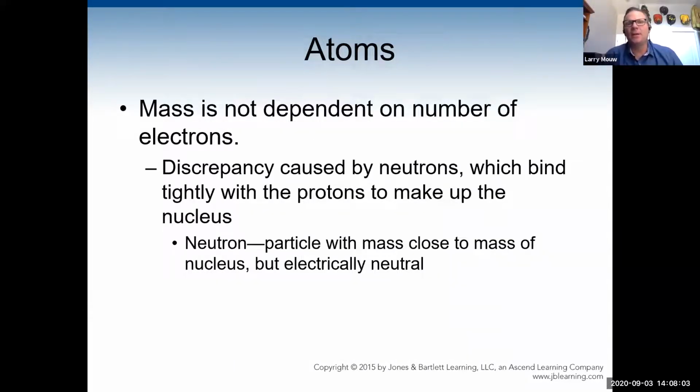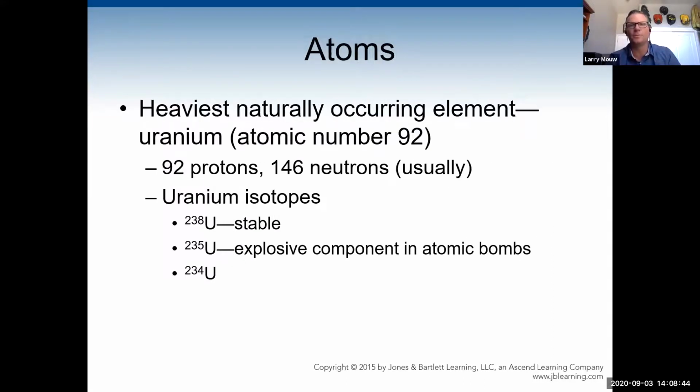The mass is not dependent on the number of electrons. The electrons take up such a minimal part of the mass of the atom that it's not a significant portion of the mass. The discrepancy is caused by neutrons, so inside that nucleus are protons and neutrons. Protons have a positive charge. A neutron has no charge at all. There are different numbers of neutrons within some of the same elements, which bind tightly with the protons to make up the nucleus. A proton and a neutron have almost the same mass, but the neutron is electrically neutral.